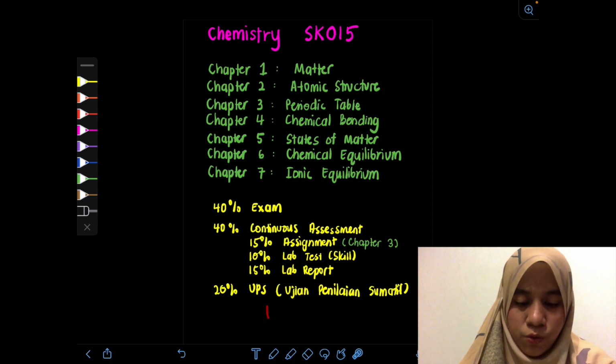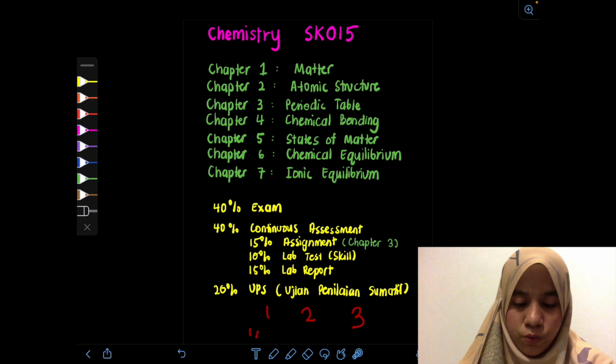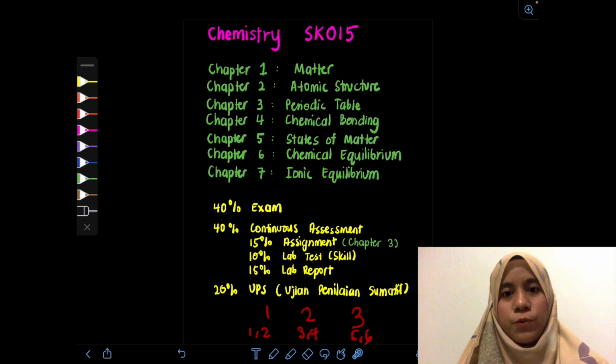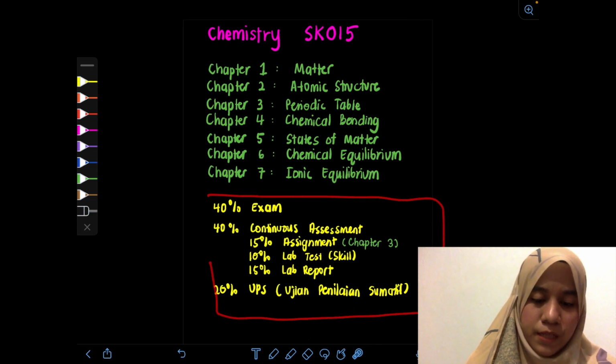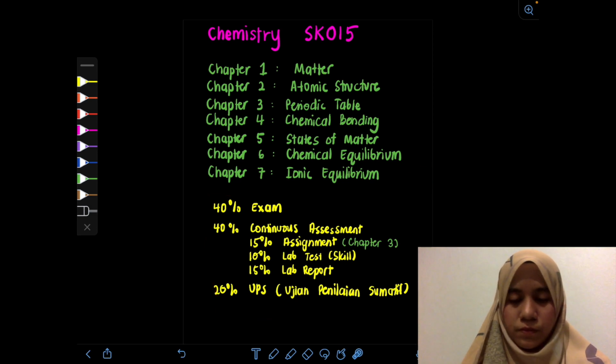We have UPS 1, 2, 3. UPS 1 is usually chapters 1 and 2. Previously UPS 2 was chapters 3 and 4, and UPS 3 chapters 5 and 6. They are multiple choice questions, so you will answer them. But do not worry much, a week before or the week of the UPS itself, Miss usually does a little revision. So when we count, this is 100%. This is how we're going to be assessed for chemistry.